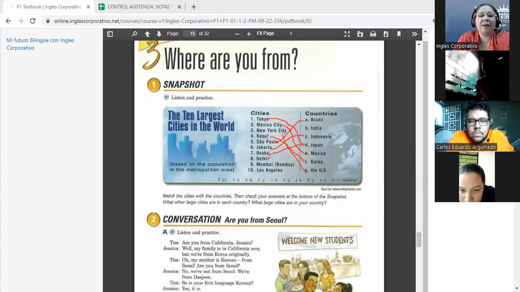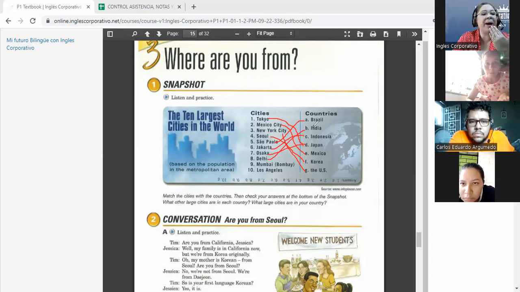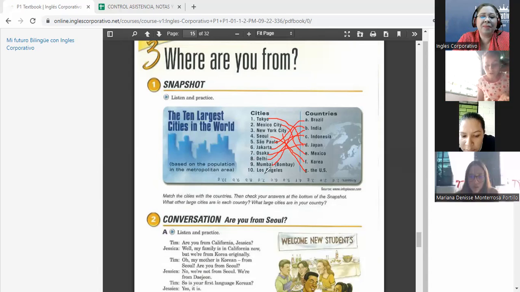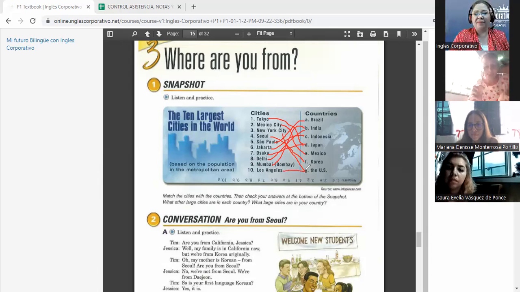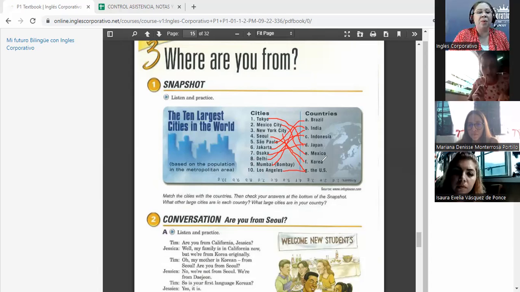Delhi. Number eight, letter B, India. Vale, vamos a decir the letter y vamos a decir el país. We are practicing, all right? Number nine, Mumbai. Letter B, India. Yes. What about Los Angeles? Letter G, the U.S. Excellent. Very good. Number four. ¿Cuál era? Seoul is from Korea. Okay, yes, that's a city from Korea.